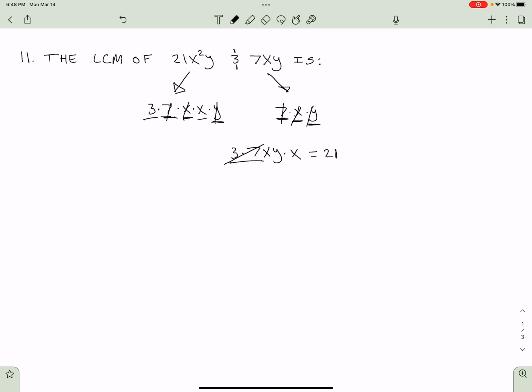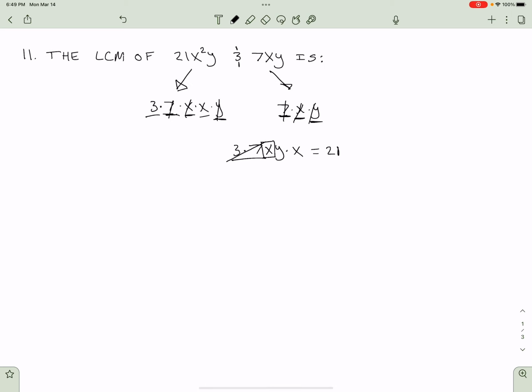I did the numbers. Next I have an x and an x. And when I have two things multiplying that are the same base, I can give them a power of 2 if there's 2 of them. And then y. So this is kind of a trick question, but the lowest common multiple here is 21x squared y.